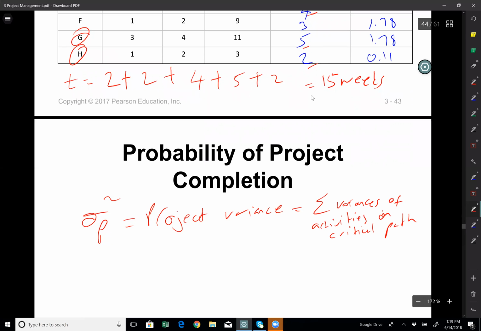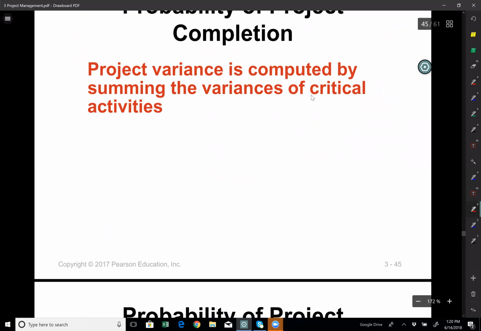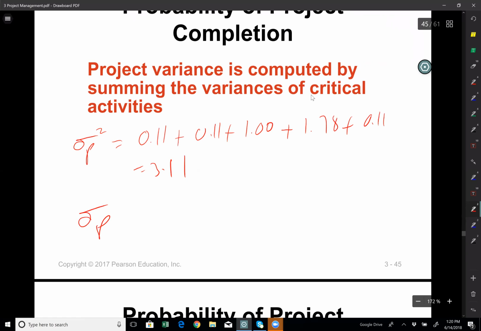Beautiful. So let's make the calculation. Then project variance, sigma sub p squared, would be 0.11 for activity A variance, 0.11 for activity C, 1 for activity E variance, 1.78 for activity G, and 0.11 for activity H. So this will give you 3.11. And we can calculate the project standard deviation by taking the square root of the variance, which will give you 1.76 weeks. That's our standard deviation for the project completion.